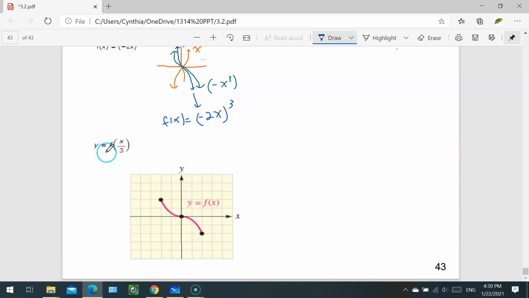We do this one: y equals f of x over 3. I can rewrite this as f of 1/3 times x. When you have a number k multiplied to the inside of the function and k is between 0 and 1, that means you have a horizontal stretching. So you will go near to the x-axis. So the new graph will be near the x-axis.